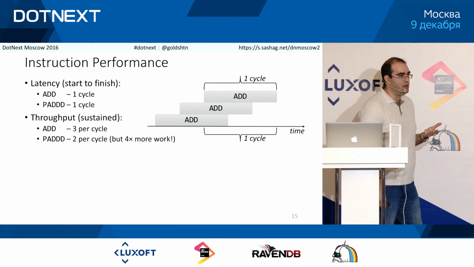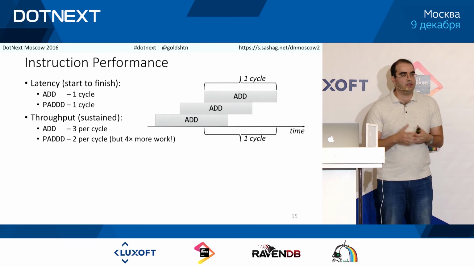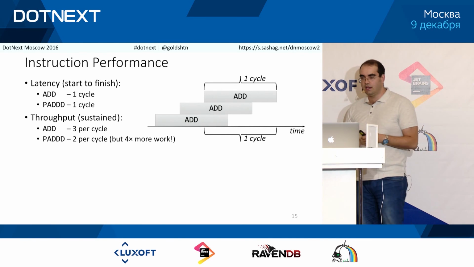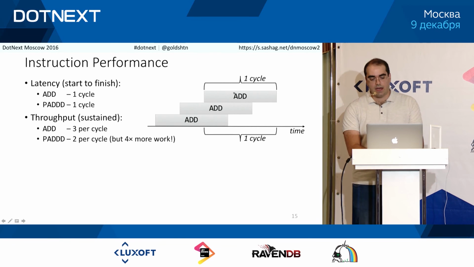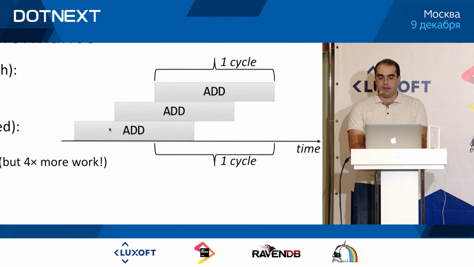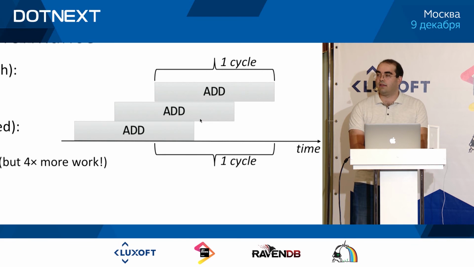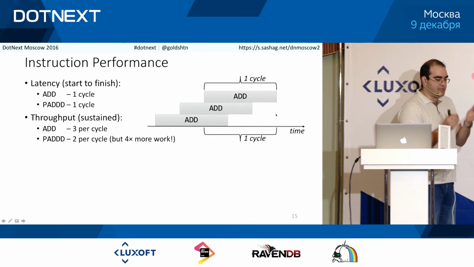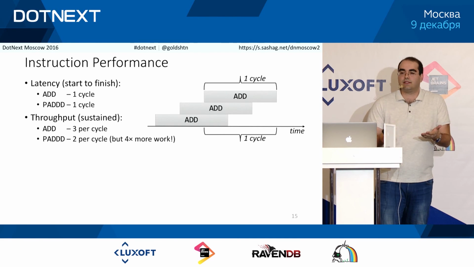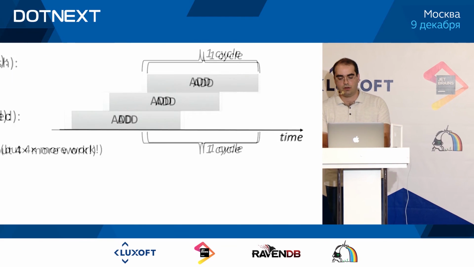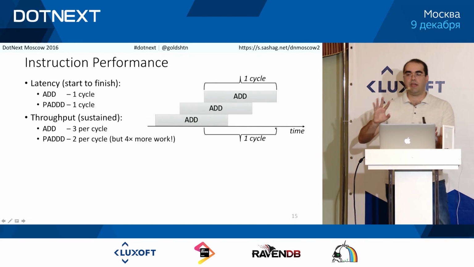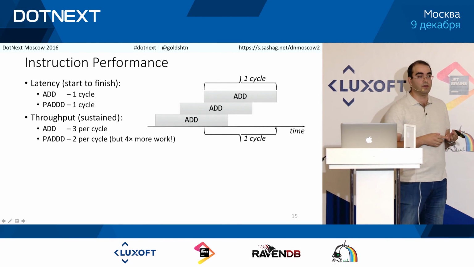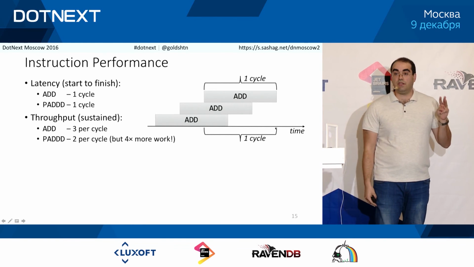Then we have throughput, which has to do with the processor's ability to actually do multiple operations at once. Essentially, I start doing an add, and then at the next cycle I start doing another add while the previous one is still running, and then I can do another add while the first two are still running. So I could get the result where in a single cycle I have 3 adds completing. In this cycle, from here to here, I have 3 adds completing. That's throughput, and add can do 3 of these per cycle.